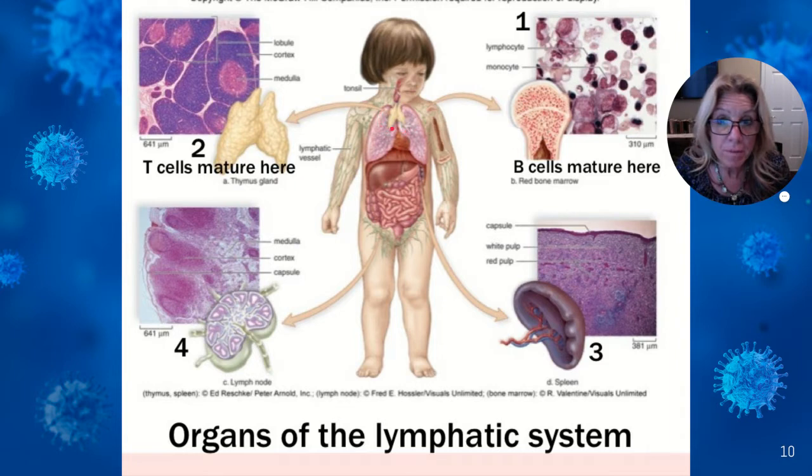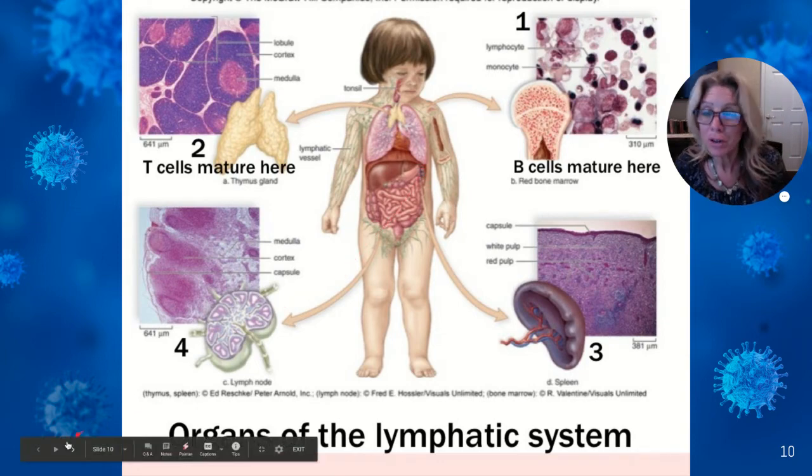It's right here. Okay, here you can see some lymph nodes. She has them here, she has them here, she has them in her throat. Her tonsils are part of it, and then her spleen. It's over here on the left side next to her stomach, but I'll show you a close-up of that as well.